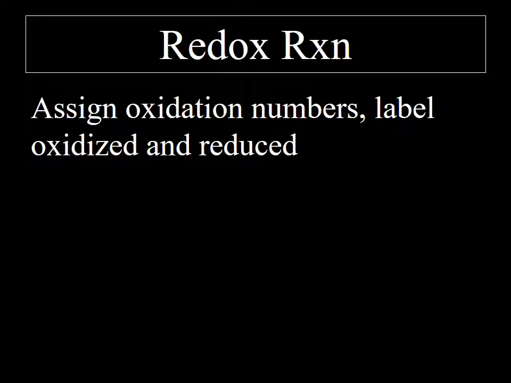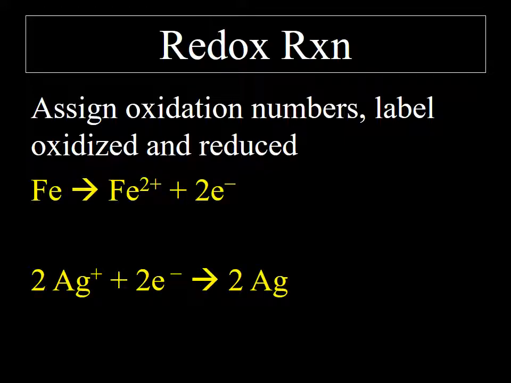So next, on those half reactions you just wrote down, I want you to assign oxidation numbers and then label one of the reactions as oxidized and the other as reduced. So pause again, think about it, write some stuff down. So hopefully you're seeing that the oxidation number on the iron is 0, on the Fe2 plus is 2 plus. On the Ag plus, it's 1 plus. On just Ag, just silver by itself, it's 0.